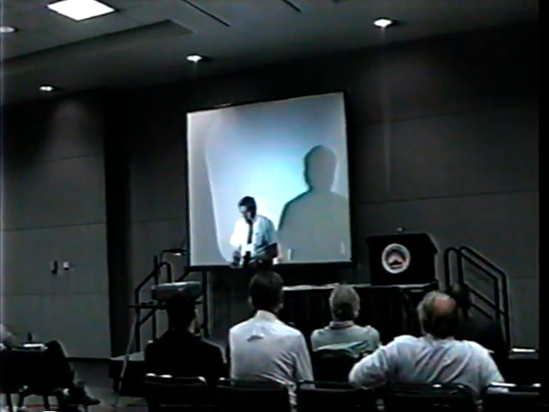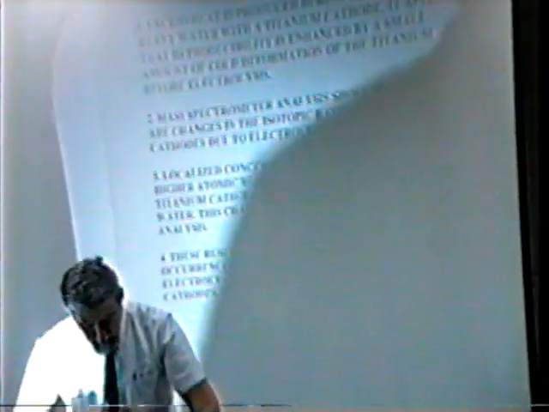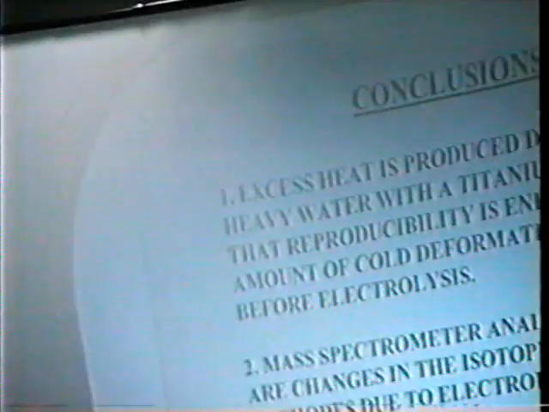So, finally, our conclusions. We can get excess heat from electrolysis of heavy water with titanium. The reproducibility appears to be enhanced by a small amount of cold deformation before the experiment.